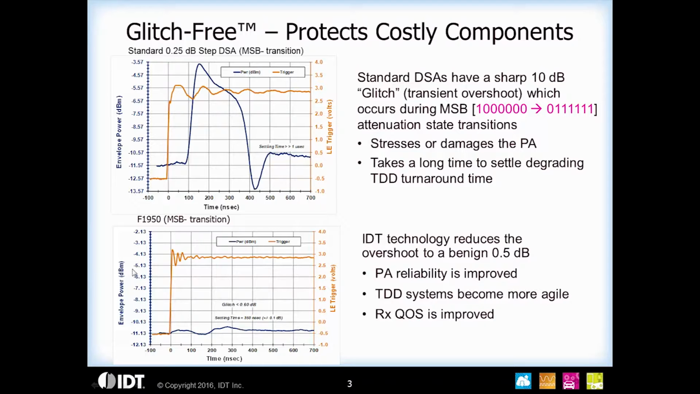With IDT's glitch-free technology, we have been able to eliminate this glitch, and for the same MSB transition, we only have a 0.5 dB change in attenuation, the overshoot is 0.5 dB, and we settle within 350 nanoseconds. So the benefit of IDT's glitch-free technology is there is no chance of damaging downstream devices, so the reliability of downstream devices improves, the TDD system agility improves, and the overall quality of service is improved.